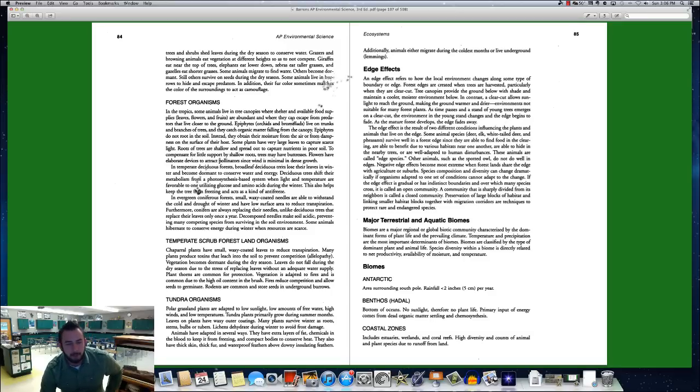So those are a couple of different organisms and adaptations of organisms that allow them to live in those different ecosystems. One other term that we're going to look at is the edge effect, and the edge effect refers to how local environment changes along some types of boundary or edge. So for instance, specifically with clear-cutting forests, or if you were to build a road in an area, like for instance, they're widening the road nearby our school.